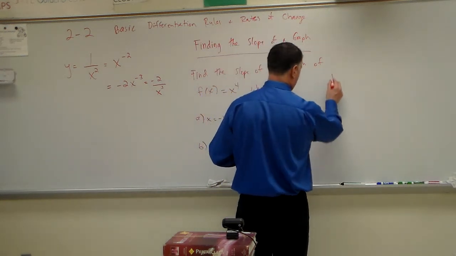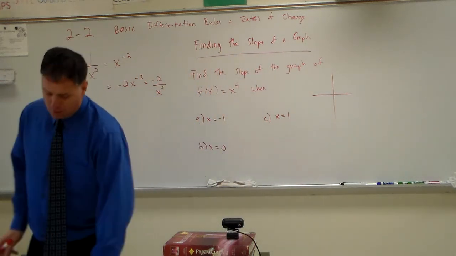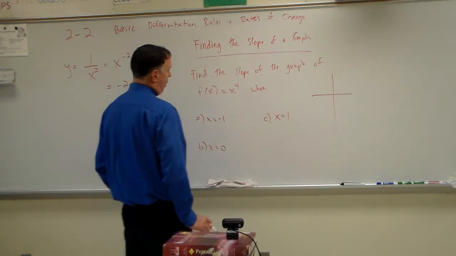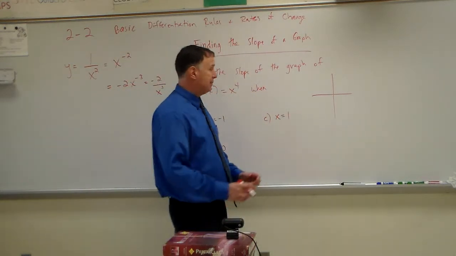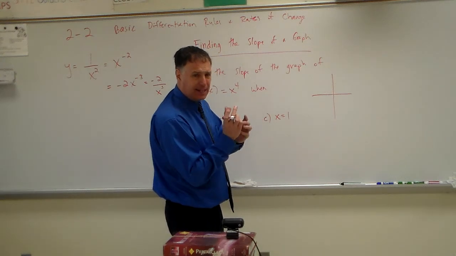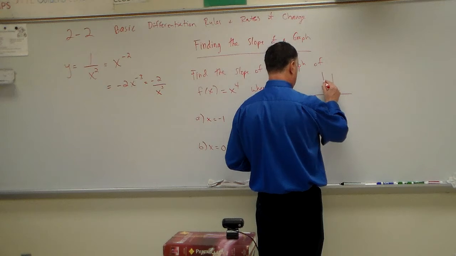Okay, so let's just look at what that graph would look like. y equals x to the fourth is kind of like y equals x squared. It really is, except the bottom of it is not as narrow, it's a little bit wider. So it would look something like this.